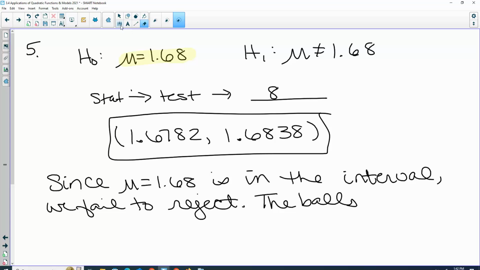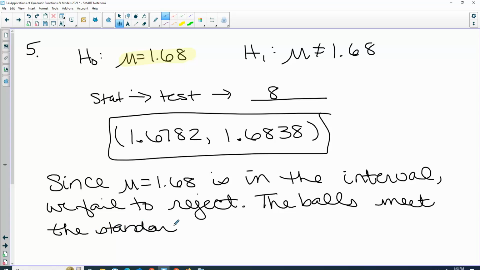You can't say that. We didn't prove that they did. So the question I did ask was to determine whether they meet the standards. So I haven't been able to prove that they don't meet the standards. So I did not prove the mean is exactly 1.68, but they fall within the accepted range. All right. Is that one okay?